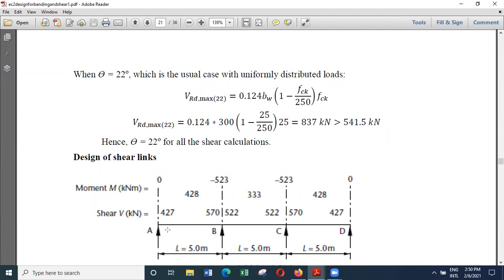If there's no problem here, there cannot be any problem here because the shear is less. So for all the calculations that we are going to do hereafter with respect to shear in this particular beam, we are going to use the angle as 22 degrees. Then tan theta plus cot theta, that is 1 over tan theta, will be equal to 2.9.